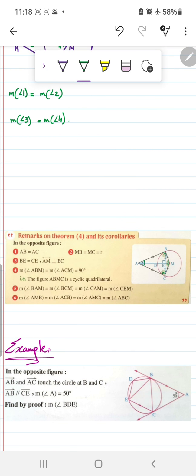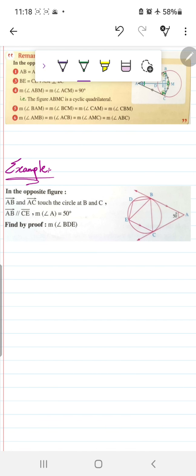Okay, we have an example. AB and AC touch the circle at B and C. What's the meaning of touch the circle? It means AB and AC are two tangents. AB parallel to EC. Measure of angle A is 50. Find measure of angle BDE. We want to get this angle BDE.